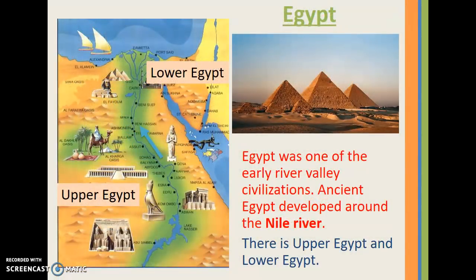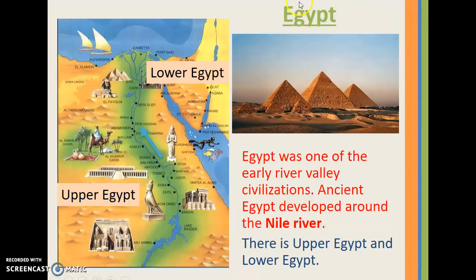Okay, so Egypt was one of the early river valley civilizations. Ancient Egypt develops around the Nile River, which is in Africa. There is the Upper Egypt part of Egypt and the Lower Egypt.